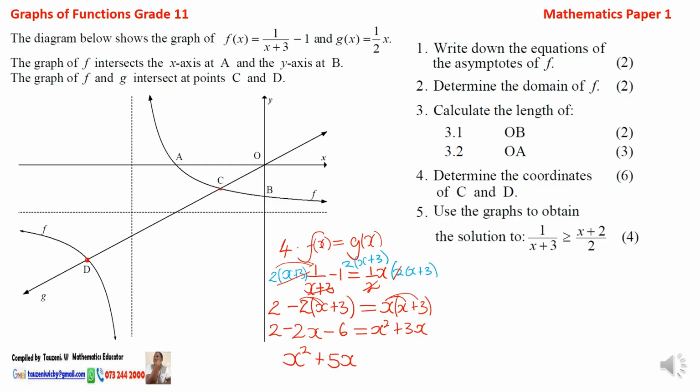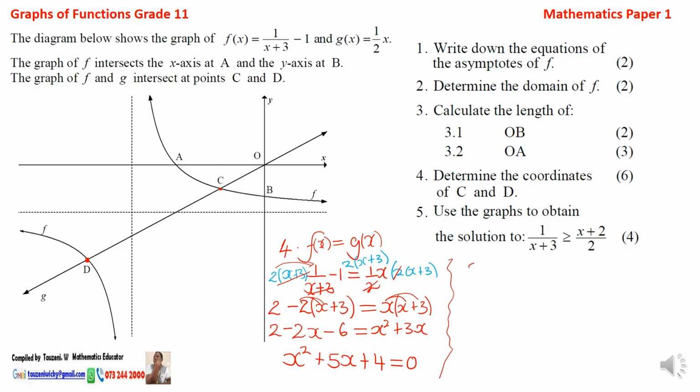It becomes positive 2x plus the 3x. That gave me the 5x. I have 2 minus 6, that's minus 4. If I move that minus 4 to one side, it's going to become a positive 4. Then I remain with the 0 on one side. So what am I doing here? I am simplifying my equation until it reaches standard form.